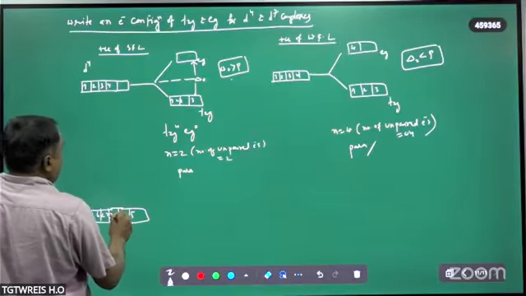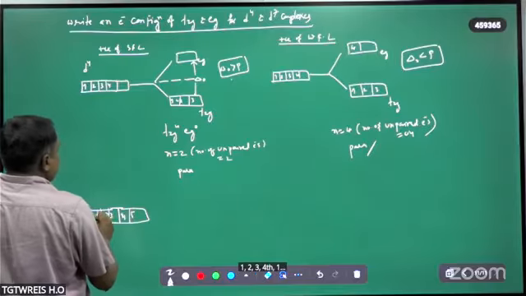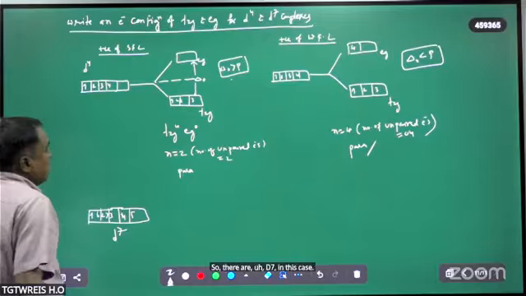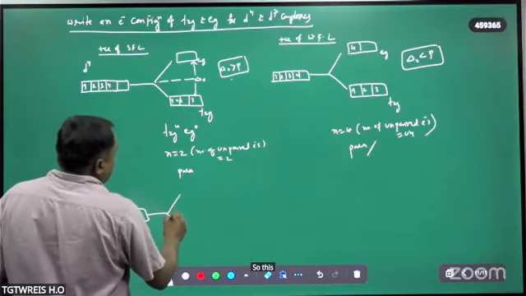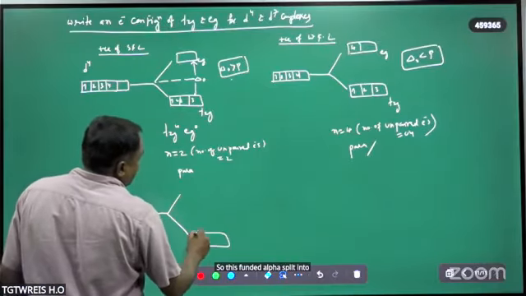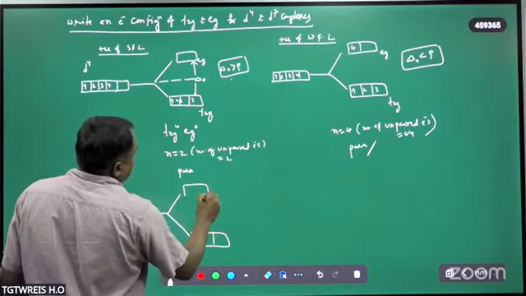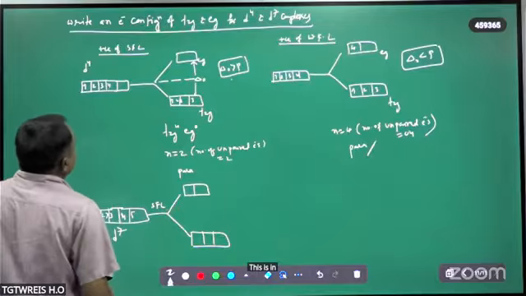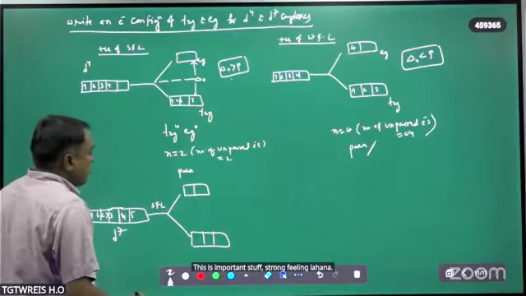One, two, three, fourth one, fifth one, sixth one, seventh one. So there are d7 electrons in this case. These five d degenerate orbitals split into different energy levels. This is in the presence of a strong field ligand. What will happen with a strong field ligand?